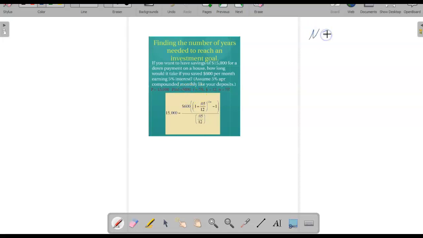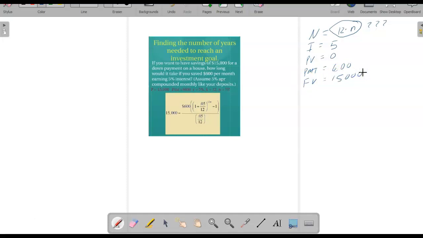We do not know n. We know it's 12 times something. That's what we're looking for. We're really looking for that n. So we don't know this number. This is the question mark, really, right? And so the interest rate we already knew is 5%. The present value, this is again an investment, so that's going to be a 0. The payment we said was going to be $600, and the future value was going to be $15,000.